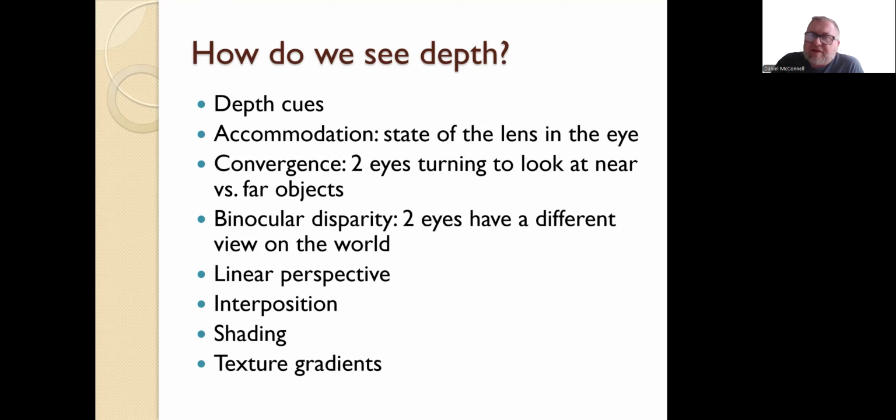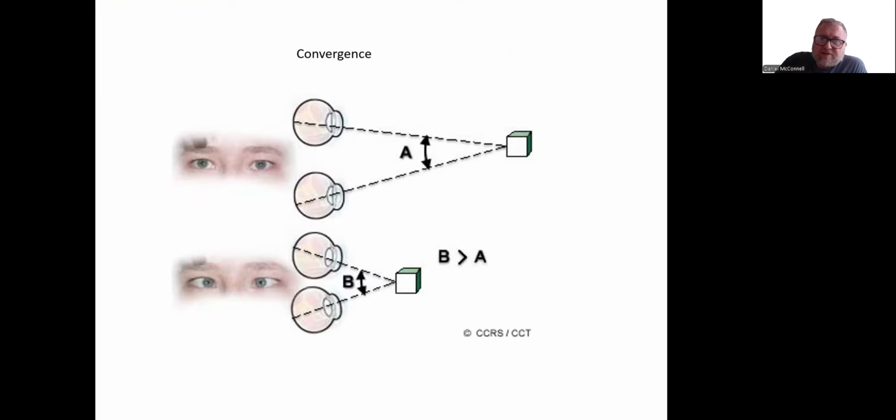But as it turns out, accommodation only provides a very, very rough source of information about distance, right? Just generally speaking, a very rough approximation of things that are close versus far. And it's not very good at precisely localizing exact distances to objects. Convergence works quite a bit better. So let's take a look at this next picture here.